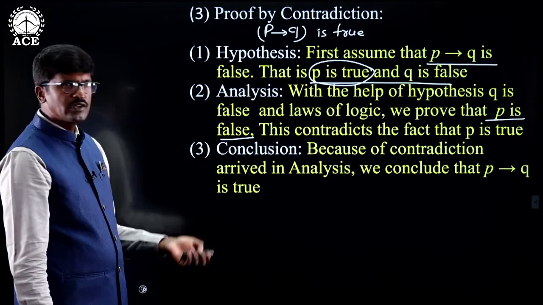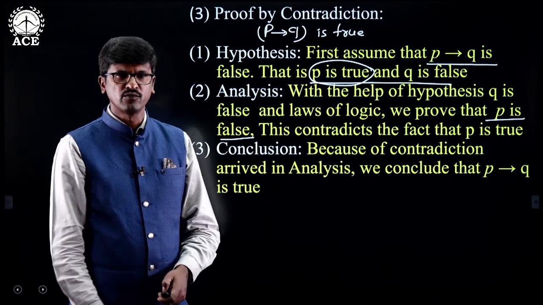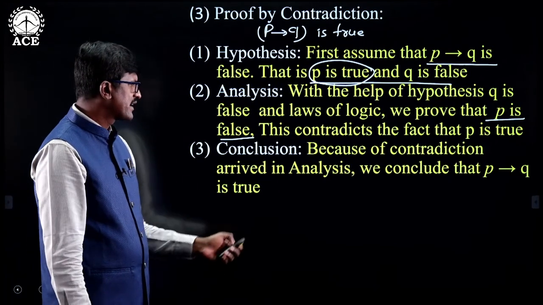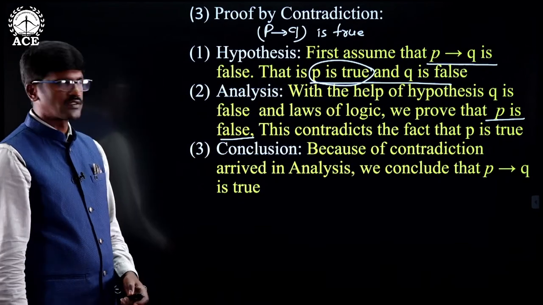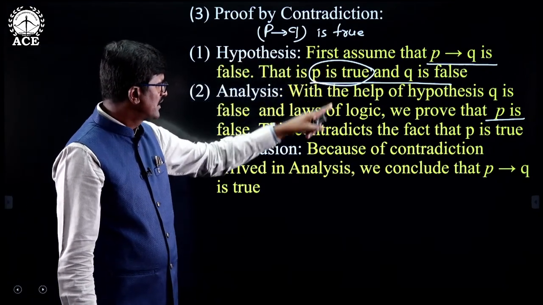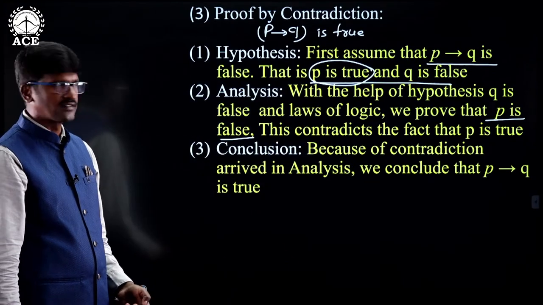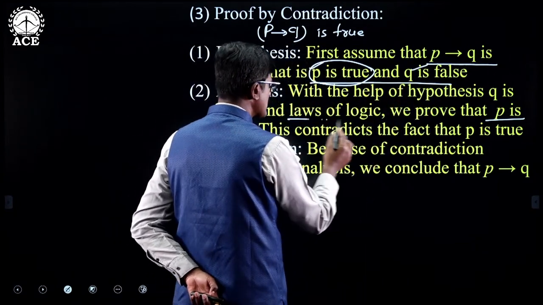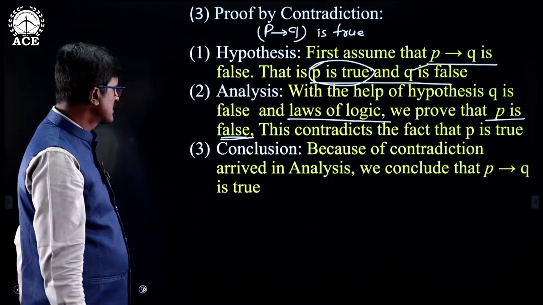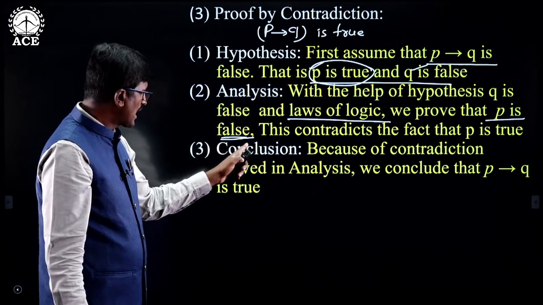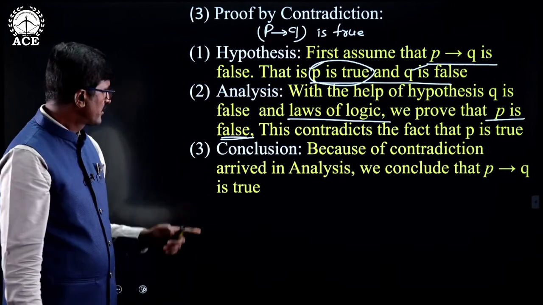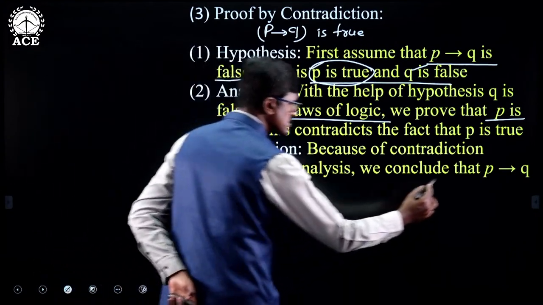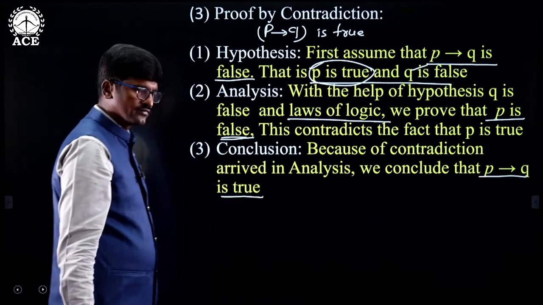So we are coming to the contradiction because of a wrong assumption. What is the wrong assumption? P conditional Q is false is a wrong assumption. Then the correct assumption is P conditional Q is true. So first we assume P conditional Q is false, then we are proving it by contradiction. With the help of laws of logic, we'll be proving that P is false, which is the contradiction to the hypothesis. We are arriving at the contradiction because of the wrong assumption. Then the correct assumption is P conditional Q is true. So now I'll take one example.